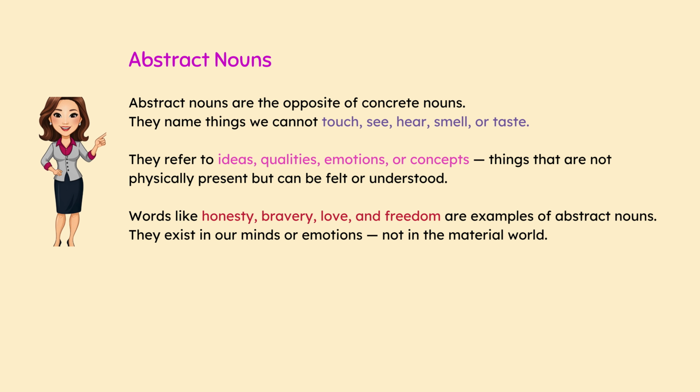Now let's understand abstract nouns. Abstract nouns are the opposite of concrete nouns. They name things we cannot touch, see, hear, smell, or taste. They refer to ideas, qualities, emotions, or concepts, things that are not physically present but can be felt or understood. Words like honesty, bravery, love, and freedom are examples of abstract nouns. They exist in our minds or emotions, not in the material world.